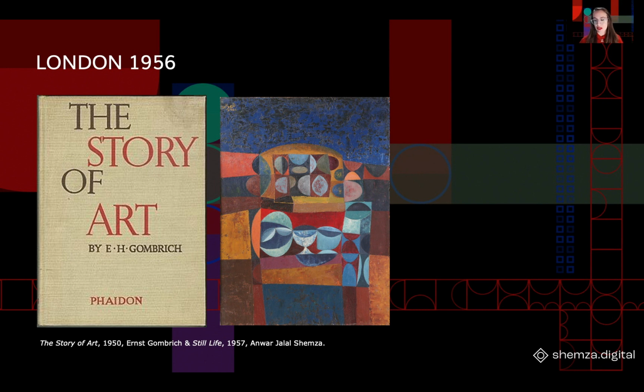And here you can see on the right a seminal early work from the estate collection called Still Life, where you can clearly see this shift from figuration to abstraction, where the cups and fruit elements that would be depicted in this still life arrangement start to become abstract circles and semicircles that Shemza would become really well known for in his art practice.